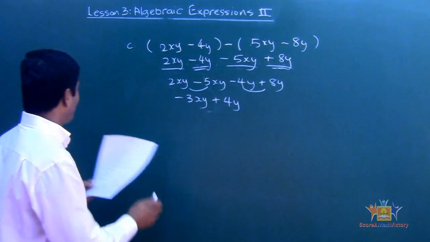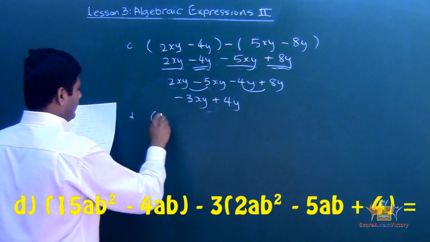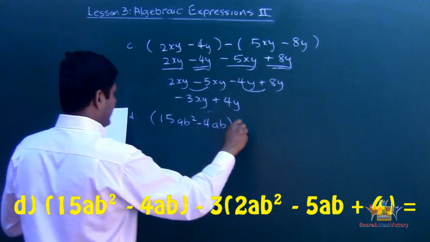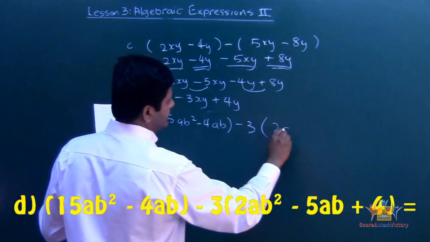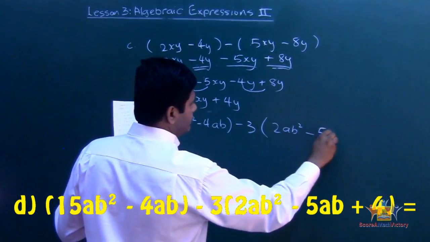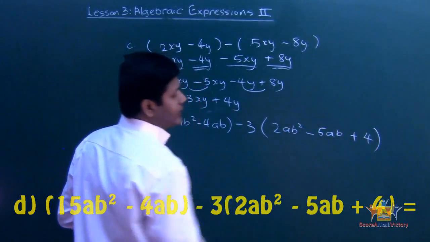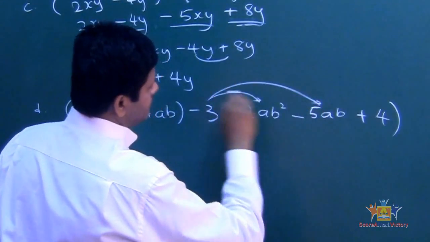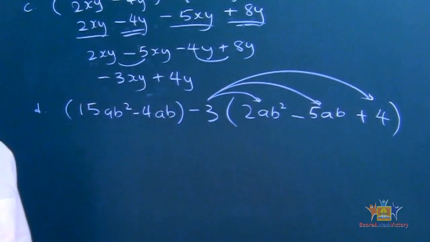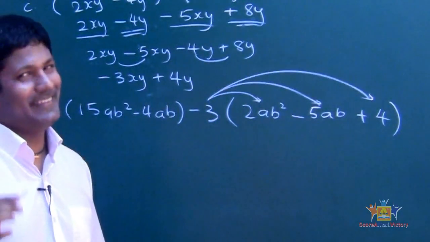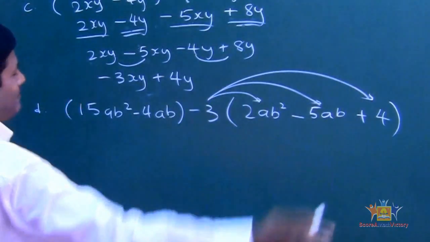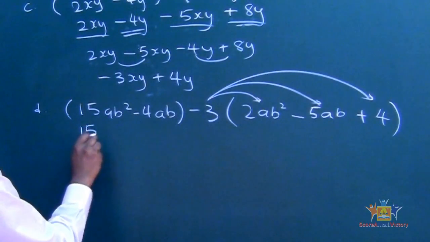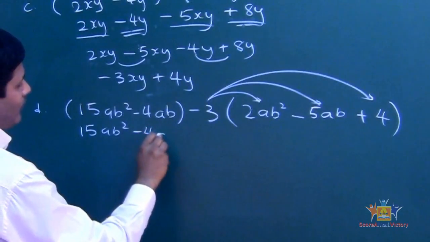Okay, good. Let's do problem D. Problem D is 15ab squared minus 4ab minus 3 times the whole thing inside the bracket. That means what method we're going to use? The shooting arrow method. Boom, boom, boom, right there. Mr. Mac created that sound effect. Okay, let's open up the bracket. This one has nothing to multiply, so we just open up 15ab squared minus 4ab.